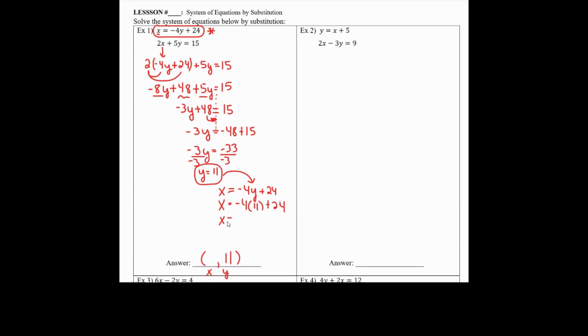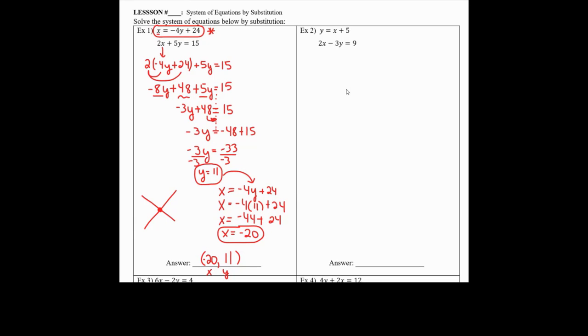So negative 4 times 11 is negative 44. Bring down the 24. Negative 44 plus 24 is negative 20. So there you go. I found the value of x. So I know the answer. Okay. So that means if I was to graph these two lines, they will probably be two lines that cross each other, and they cross at a point negative 20, 11.